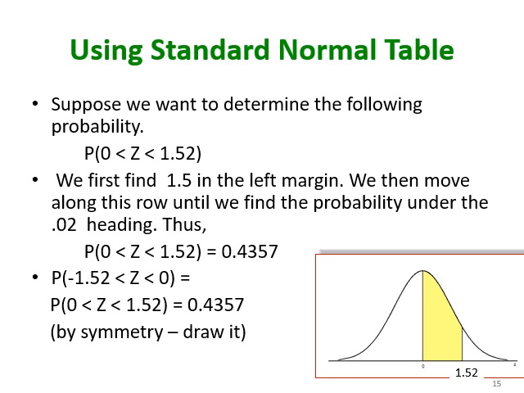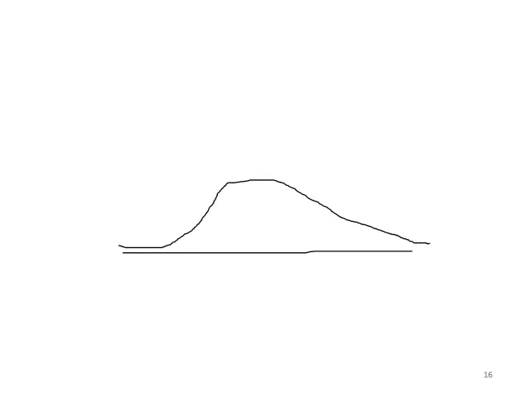Okay, what about if we want to find the probability that z is between negative 1.52 and 0? Let me draw the curve, excuse my curve, but let's say that this is the standard normal curve and this is 0, the mean, and what we actually want to find is the area from 0 to, let's say that this is negative 1.52. So we want to find this shaded area over here.